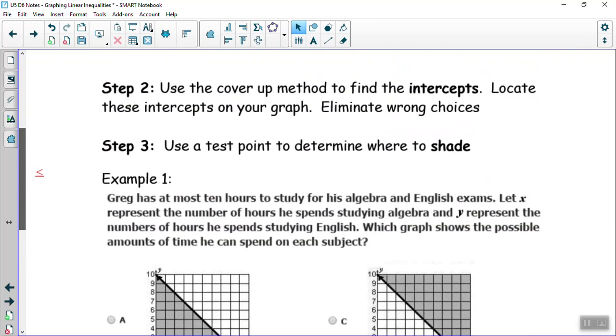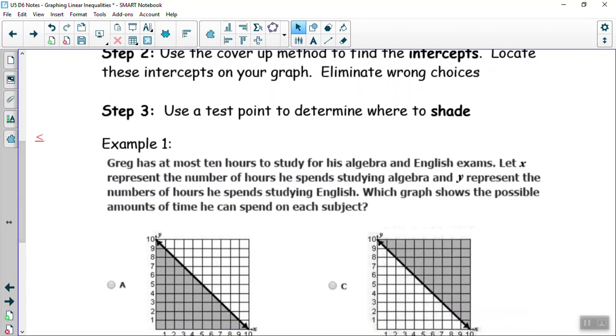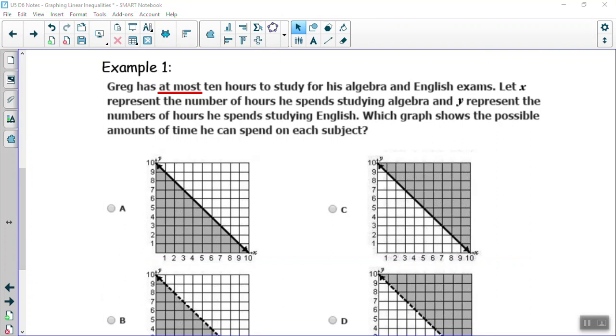where it is shaded. All right, so the key word here that's going to help us out is at most, and that's going to help us determine which inequality symbol we need to use. Okay, so to determine what our inequality symbol should be, that at most, remember, means less than or equal to. So at most, that's the most something can be, but it could be less.